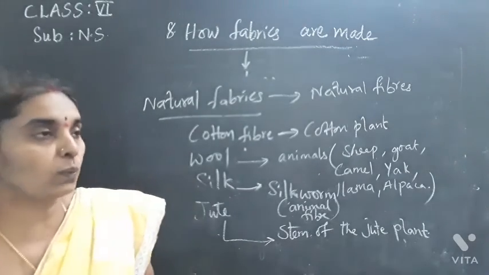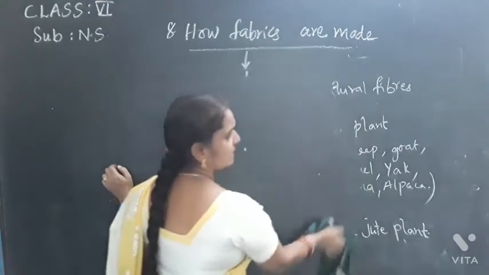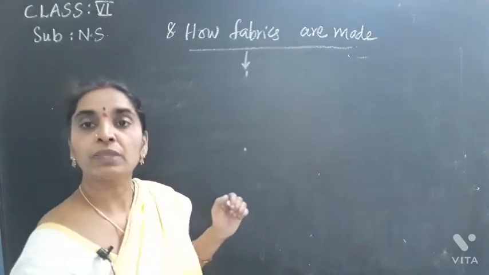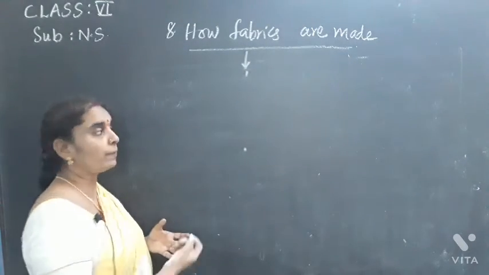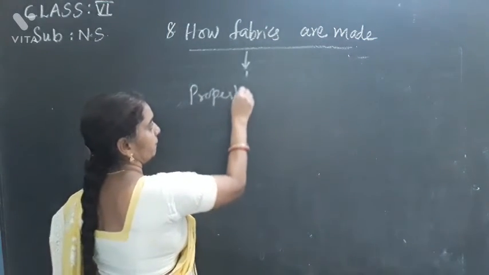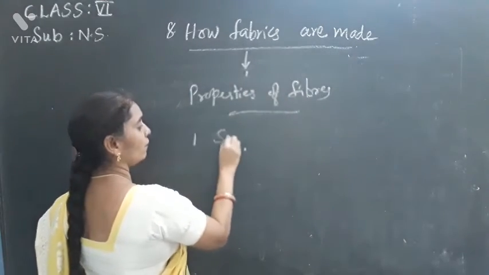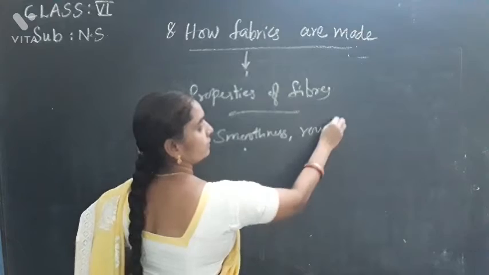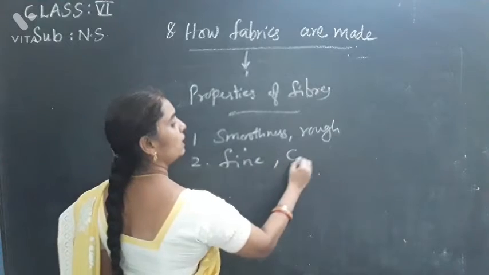As you know very well, the selection of the fabric depends mainly on personal choice, isn't it? It depends upon the personality of the individual and also the purpose and the property of the fiber. The properties of the fibers mainly are smoothness. Some fibers may be very smooth or some may be rough, that is, coarse. Some may be fine and some may be coarse.